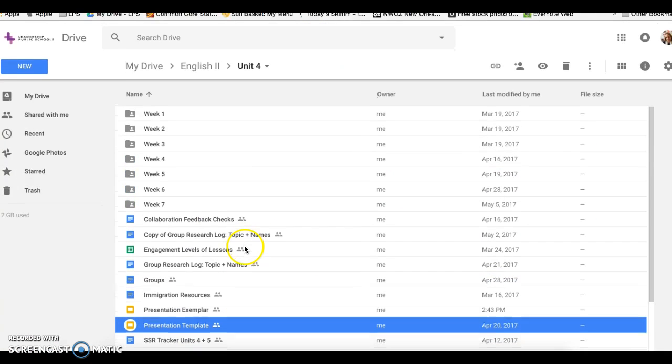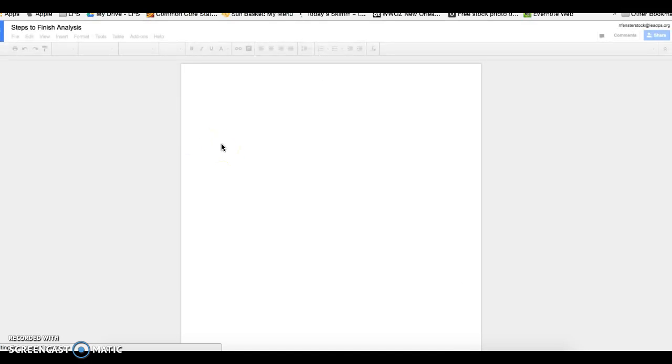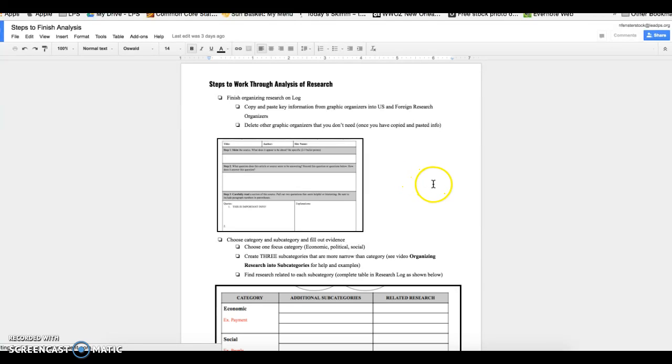Okay, that worksheet, I'm going to show you where it is in my Google folders now, but it's called the steps to finish analysis, okay, and steps to work through the analysis of research.